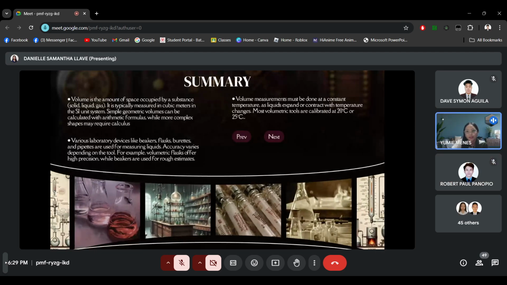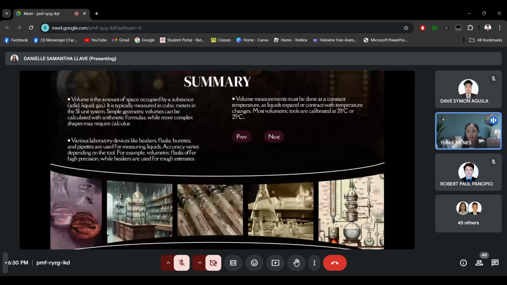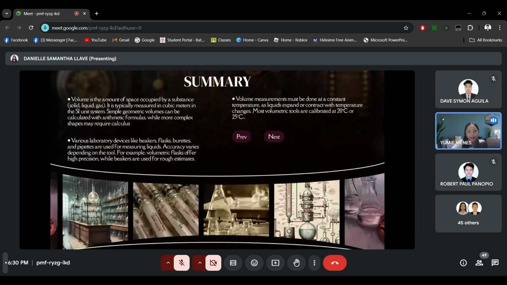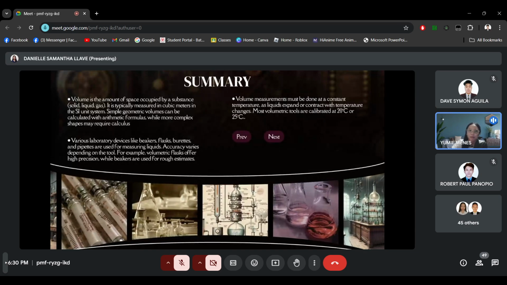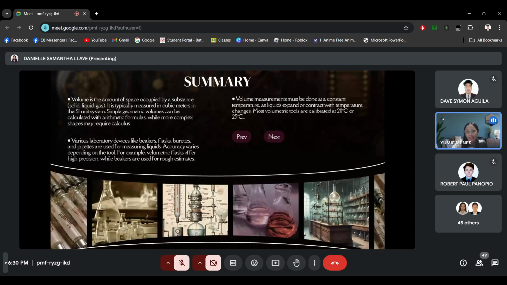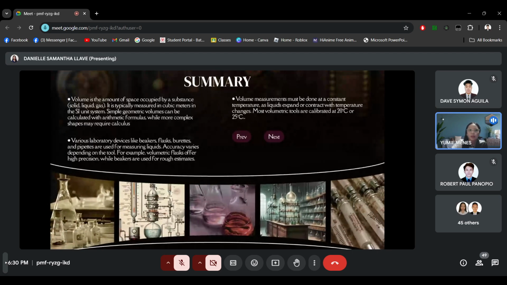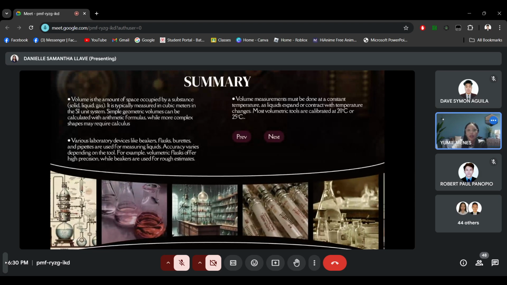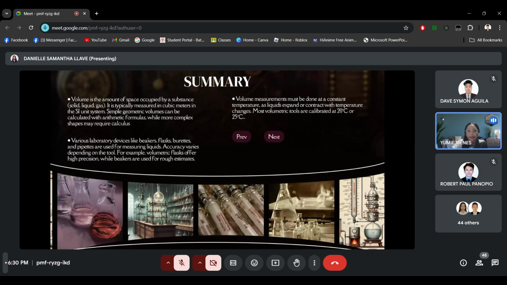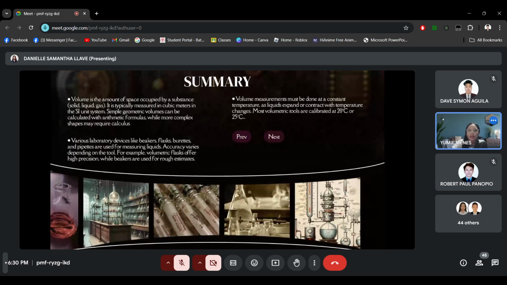And of course, to sum it all, volume is the amount of space occupied by a substance, solid, liquid, or gas. It is typically measured in cubic meters in the SI unit system. Simple geometric volumes can be calculated with arithmetic formulas, while more complex shapes may require calculus.